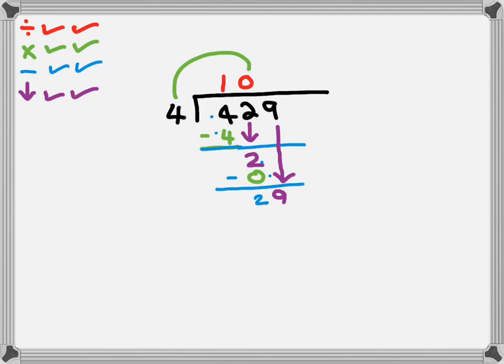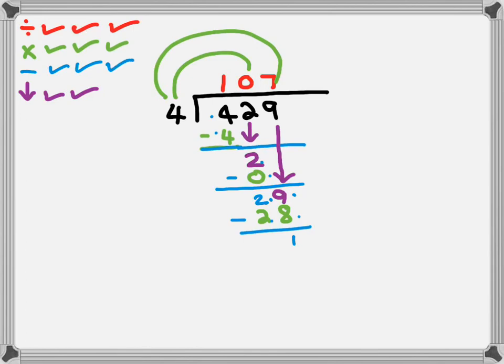So 4 can go into 29 how many times? What's the closest our 4 times table can get to 29? It can get to 28. And that would be 7 times, hey, 7 times 4. So that's our divide step done. Now our times step. 7 times 4 is 28. So our times step is done. Now our minus step. 9 minus 8 is 1. 2 minus 2 is nothing. Okay, minus step is done.